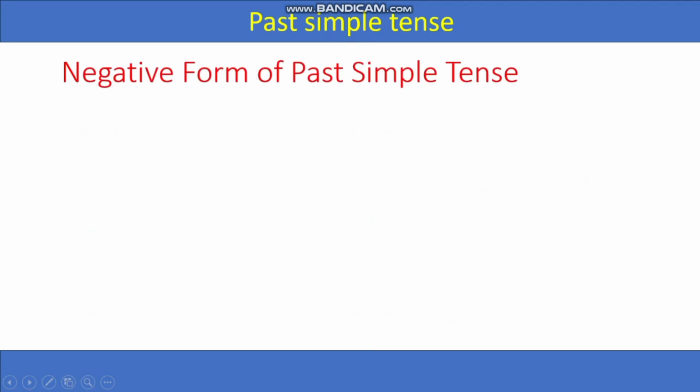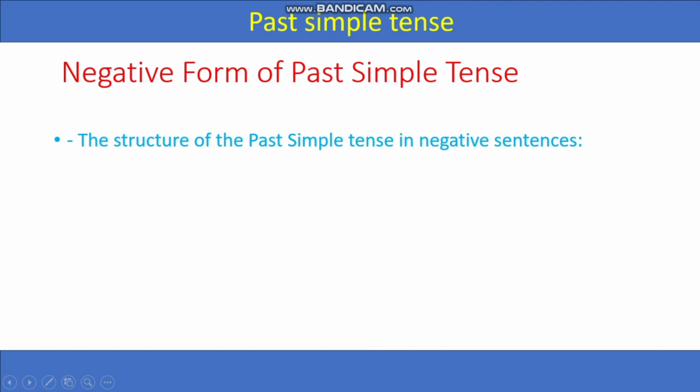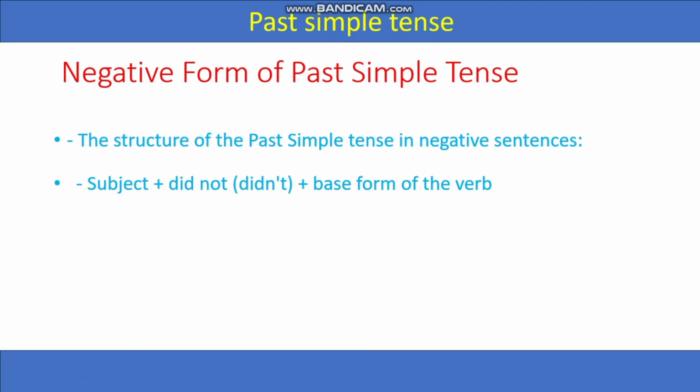Negative form of past simple tense. What is the negative form? The structure of the past simple tense in negative form is subject plus did not or didn't, plus base form of verb, plus object, plus complement if you want to add. Okay, we can say she did not or she didn't go to school, likewise.